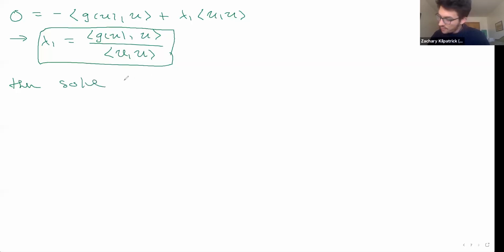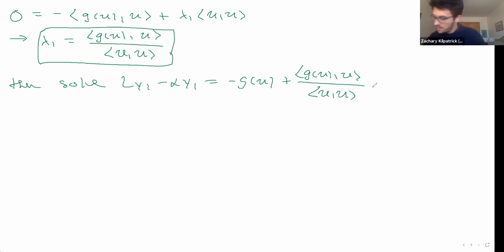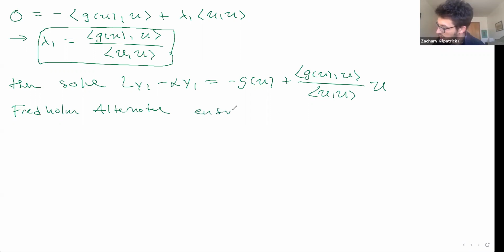Then if we solve Ly1 minus alpha y1 equals minus g of u plus, now I've plugged in what I got for my eigenvalue here, u. Essentially, I can solve this for a particular differential operator, in the case where this is linear. I just have an inhomogeneous linear differential equation that I can solve, okay? And in particular, what's called the Fredholm Alternative ensures a solution to this problem.